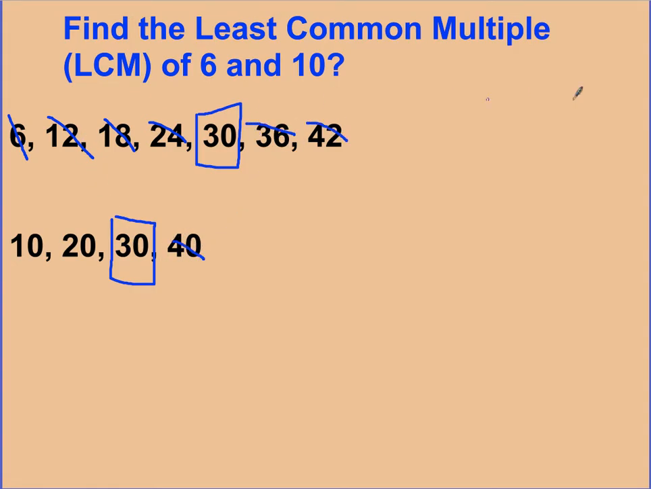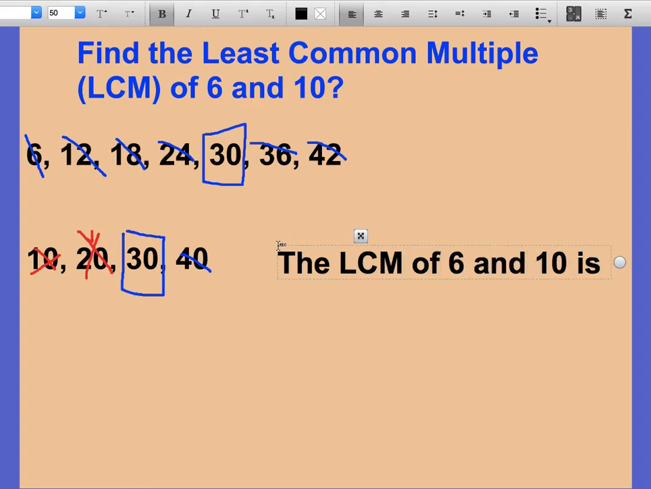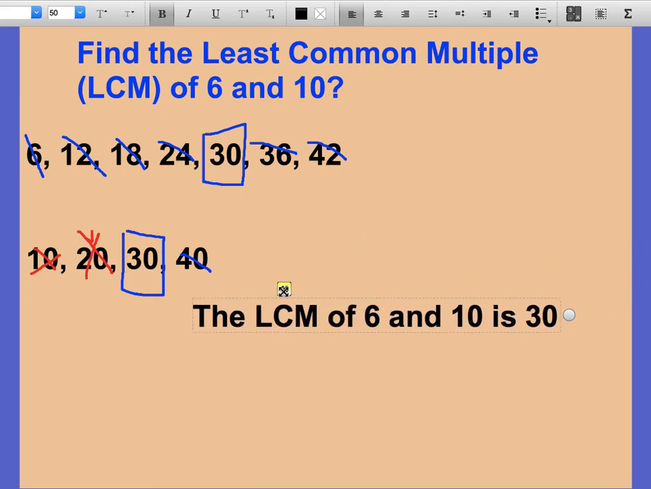I would double check also. So make sure, like, here's a 20. There's no 20 up here. There is a 24, but there's not a 20, so that doesn't work. And 10, there's no 10. It's important to double check because sometimes we might make an error and skip it. But we just found 30. So we're going to say the least common multiple, or the LCM, of 6 and 10 is 30. That's how we would phrase our final answer.